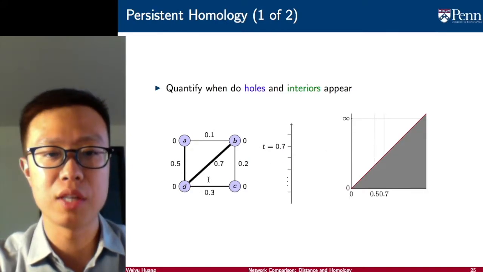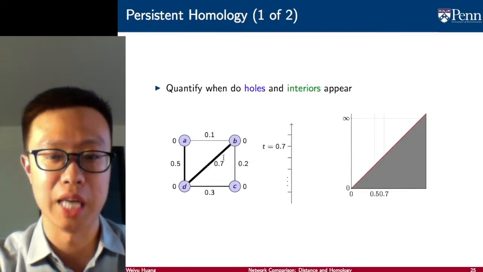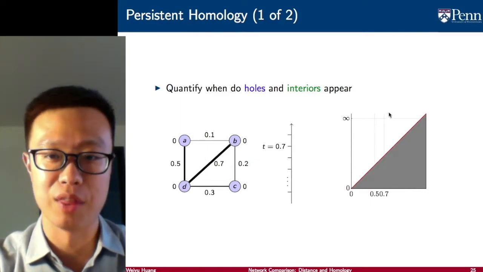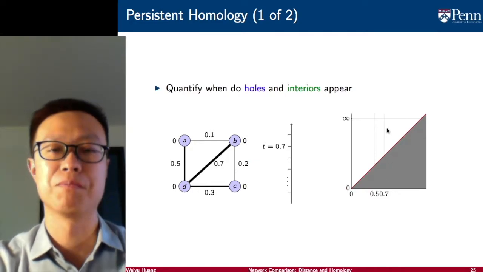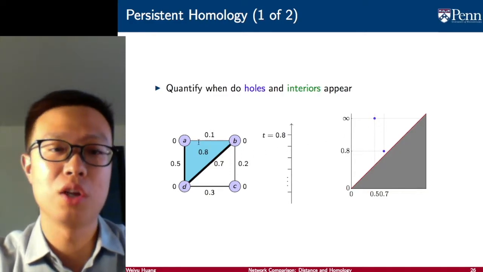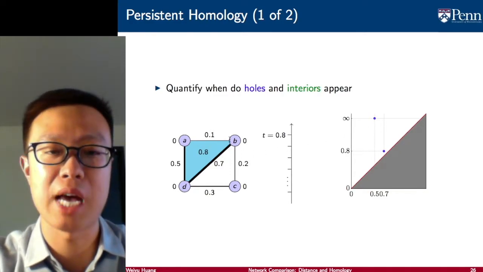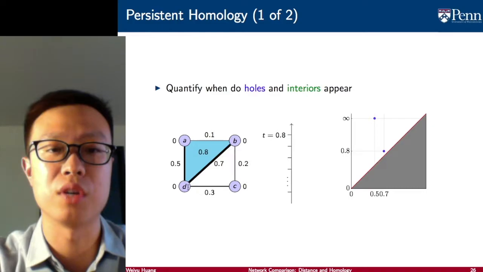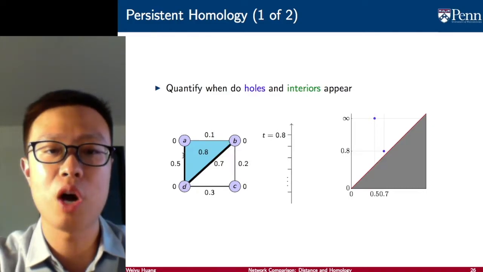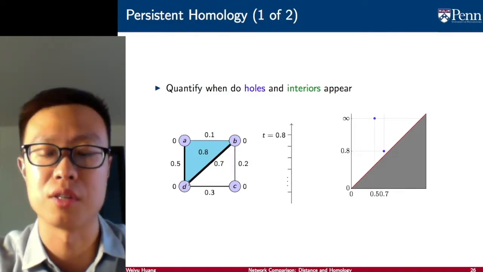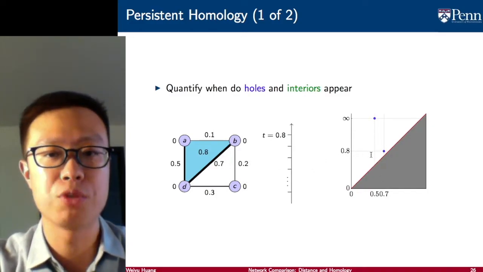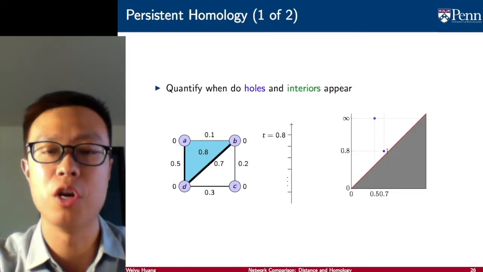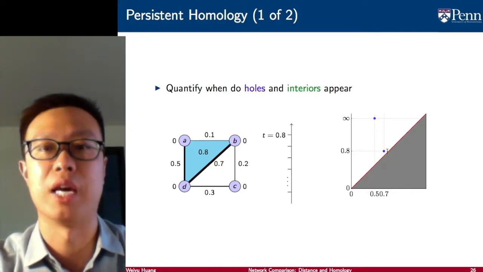At 0.7, there's another hole formed by AB, BD, DA. Therefore, we have another horizontal line at 0.7. At 0.8, the hole that was formed at 0.7 becomes filled with the interior ABD, and this homological feature no longer exists. This represents the point (0.7, 0.8), which means there is a homological feature between 0.7 and 0.8.